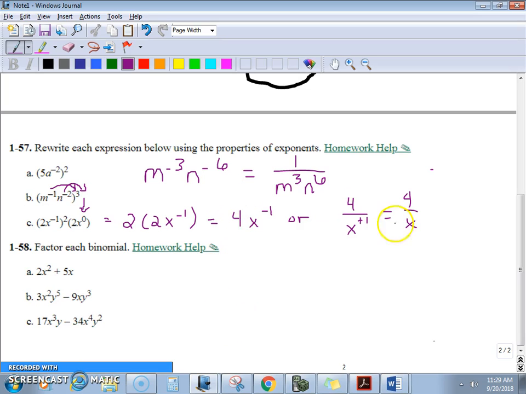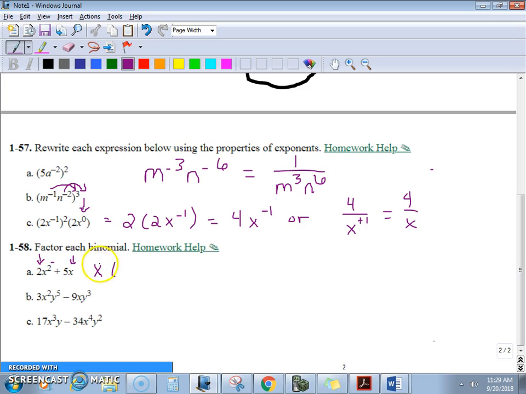The next one, factor each binomial. I'm going to do one of them kind of in a long way. No, I think you guys are okay. This has 2 x's, this has 1 x. I think the greatest common factor of 2x squared and 5x is just x. Let me know if you disagree with me, but I think that's correct. So we're going to pull an x out.